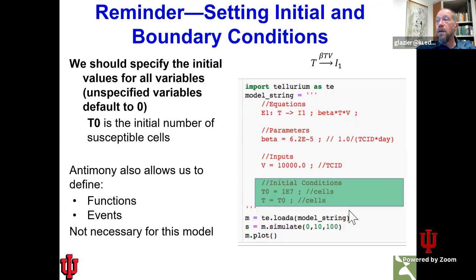So here, initial conditions. One of the things that you want to be a little bit careful about is here, for example, in the initial condition, I have T0 equal to 1e7, so 1 times 10 to the 7 cells, and then I set T equal to T0. Why would I do that? Well, when I run this simulation, the value of T will change. If I just start out by saying T equals 1e7, I wouldn't have any way of knowing what its initial value was later on. So if I do it this way, I can always reference T0, which stores the initial value, and T gives me the current value.